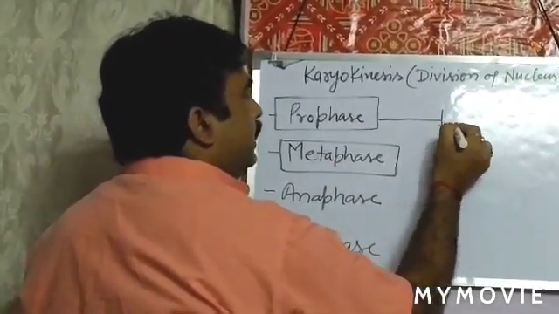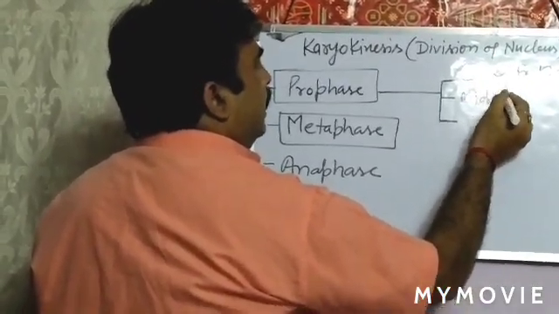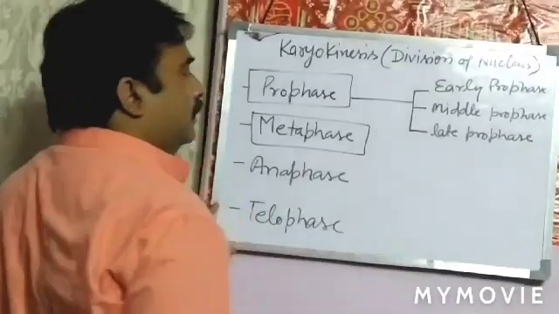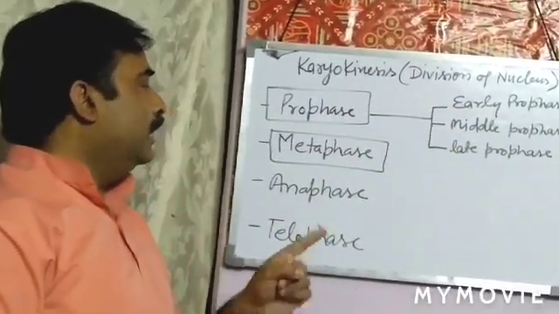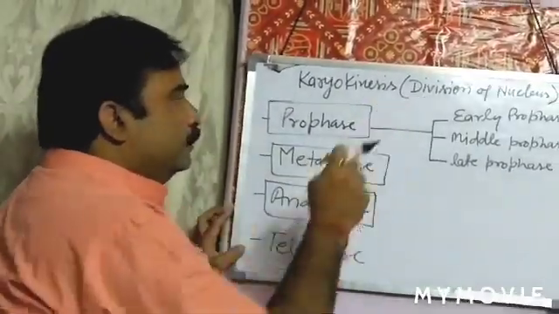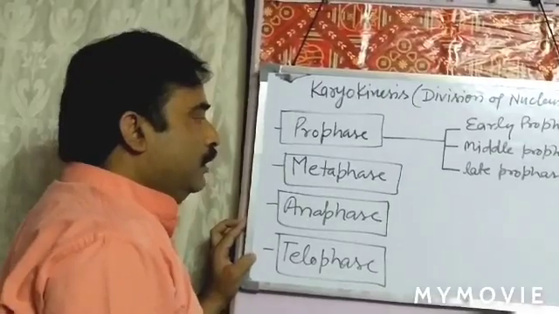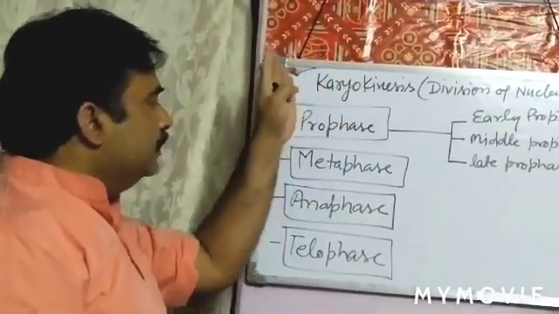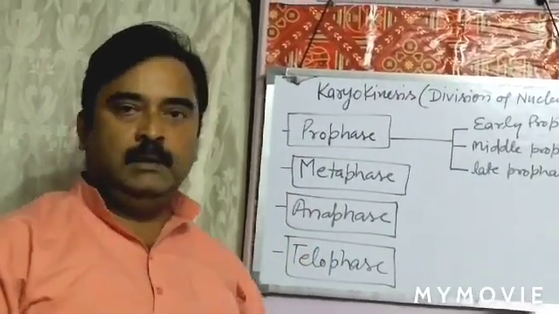three sub-phases like early prophase, then middle prophase, and then late prophase. It is not given in the syllabus as early, middle or late, but for better understanding, we can say early prophase, middle prophase, late prophase. After that, early metaphase, middle metaphase, late metaphase. Same here also, early anaphase, middle anaphase, late anaphase, and then early telophase, middle telophase, and late telophase. So these are the steps by which the nucleus of the cell is divided: prophase, metaphase, anaphase, telophase. Clear? Is there any doubt?